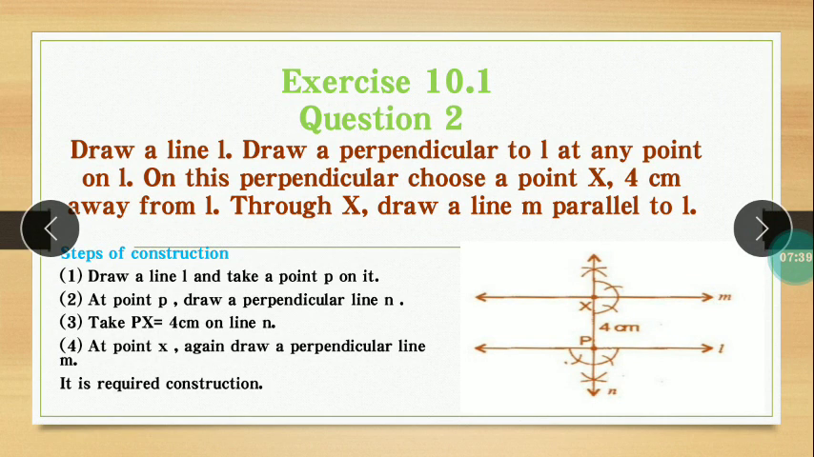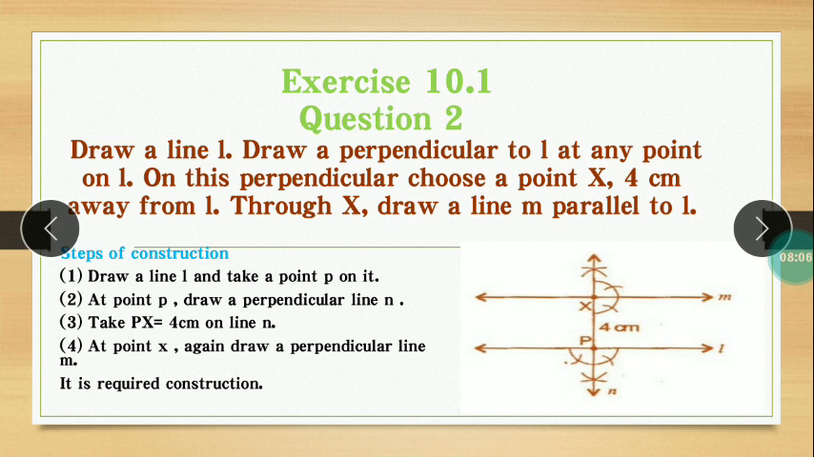So we have learned two methods of constructing a pair of parallel lines. The first one is the alternate interior angles method, and the second one is the corresponding angle property method. Now next, come to exercise 10.1 second question. The first we already discussed. The second one is: draw a line L and draw a perpendicular to L at any point on L.